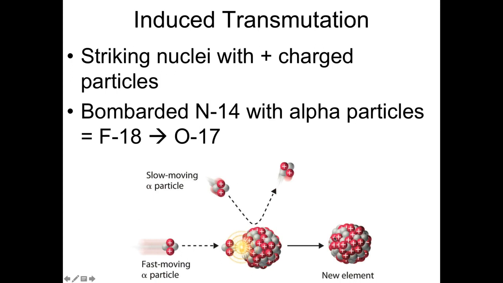Basically what happens is that you take a stable element and fire items at it to try to make it unstable. In this one here, we have bombardment of nitrogen-14. Literally, you're just shooting alpha particles at it to slam into it and make a new element and make it unstable. From this bombardment, you can make fluorine-18 that then will decay down to give us oxygen-17.